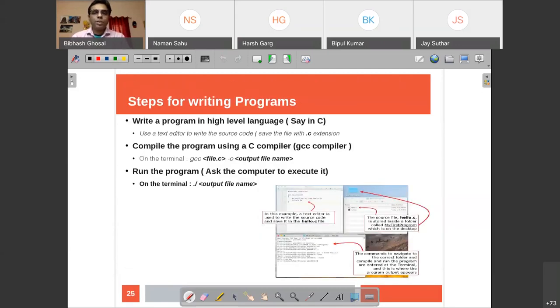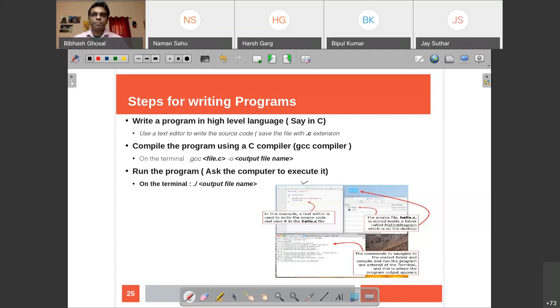So what are the steps for writing a program? You write a program in a high-level language, say in C. You use a text editor. You are being shown the figure here. On the left-hand side, this portion, you have used a text editor. This is the text editor. You wrote a program, saved that in a file with .c extension, let's say hello.c.